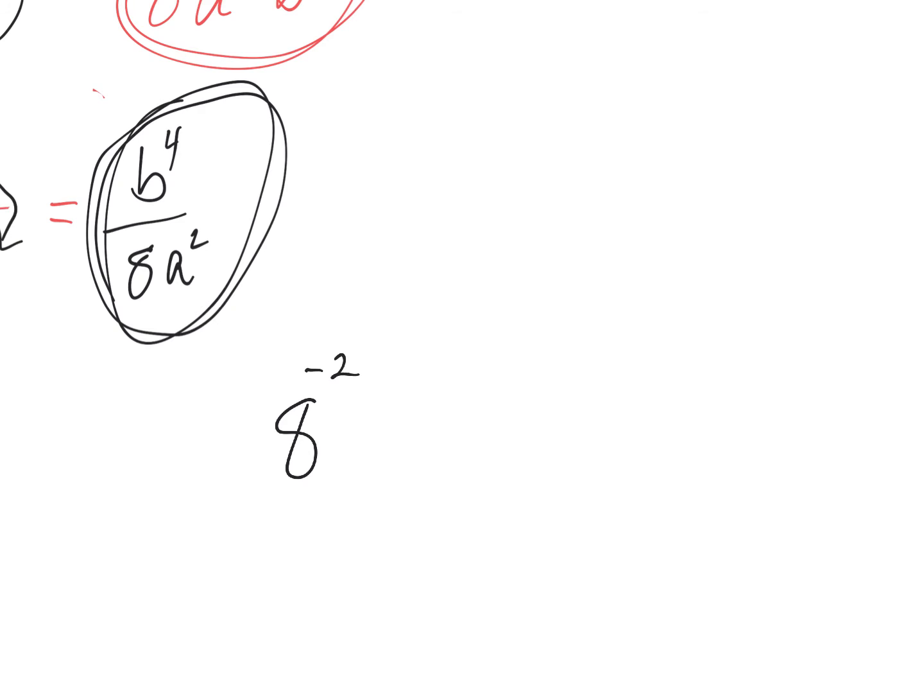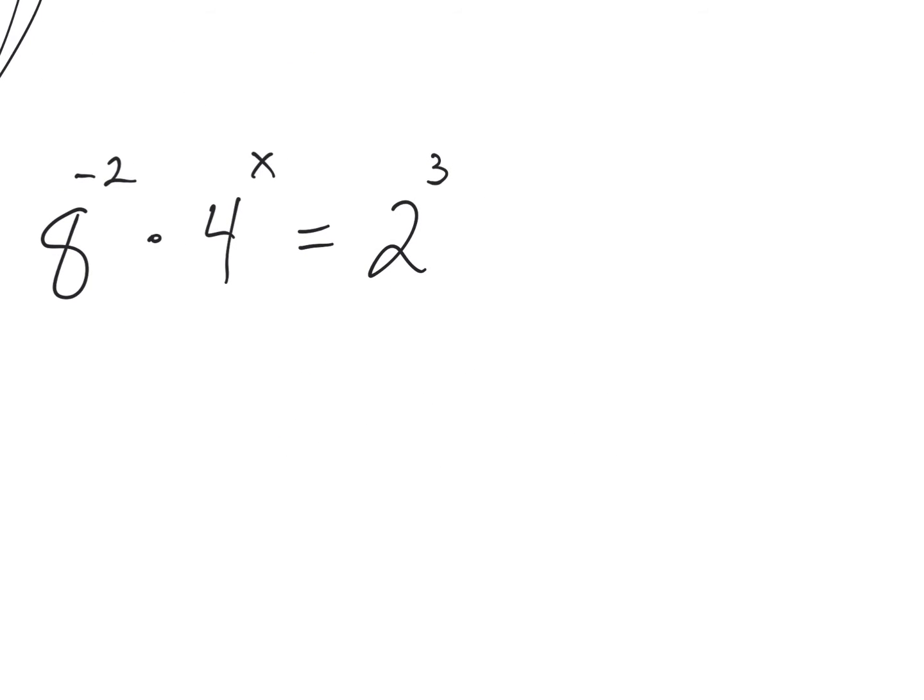8 to the negative second times 4 to the x is equal to 2 to the third. That's 3 different bases. But you really want it to all be one base. Once you have them all the same base, then the bases will just disappear and it'll just be the exponents. All right, I'll pause for a minute while you give that one a try.